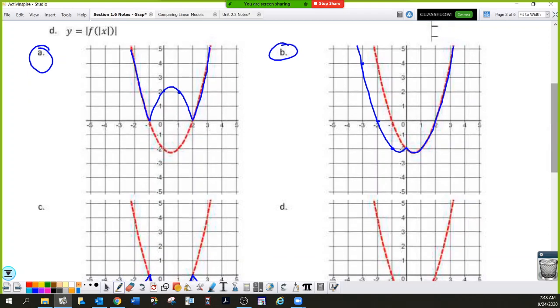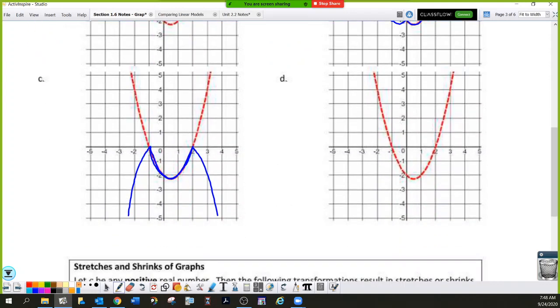So what points did we have? Negative 2, 0, and negative 3, 4. That part existed already. Now, I'm going to do it in green. Instead of this shape down here, where did it go down to? Negative 1.